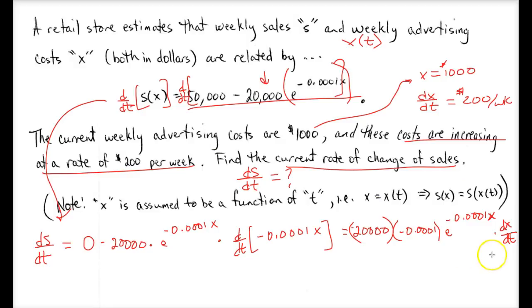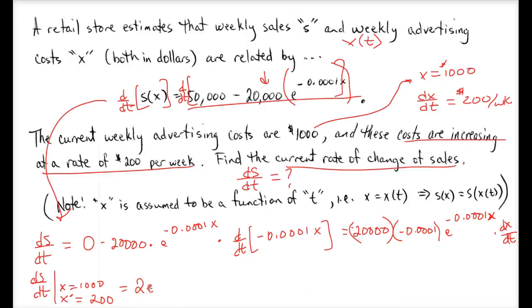All right, and so from there, we'll say ds over dt, where x is going to be 1,000, and dx over dt, which I'll just call x prime, will be 200. I'm just going to put everything in. So negative times a negative is a positive, and 20,000 times 0.0001, or read differently, 1/10,000th, is just like saying 20,000 divided by 10,000, which is just 2.